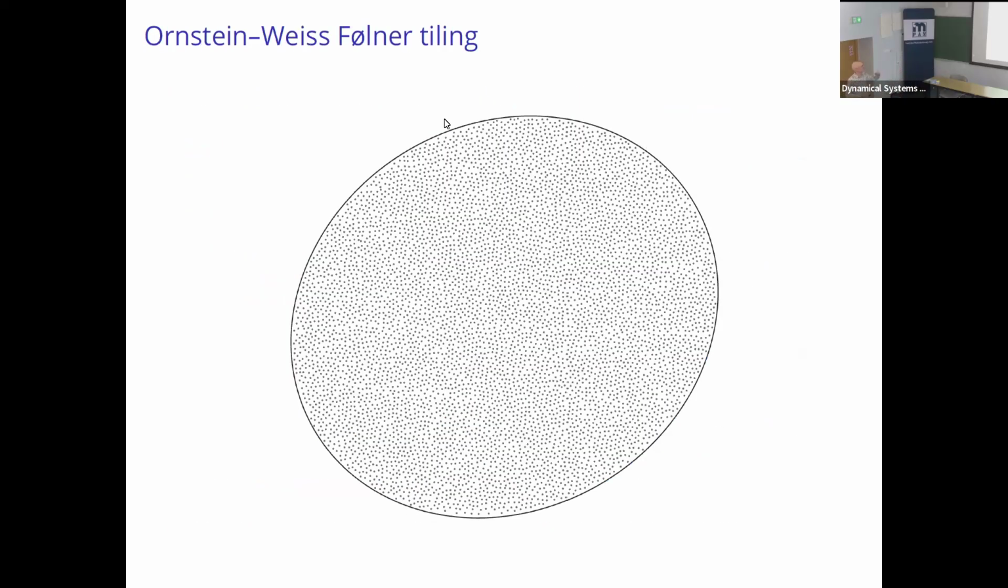So, here's a picture of the Ornstein-Weiss Følner tiling argument. You have a group, an amenable group. This is a very large Følner set. These dots represent elements in the group, and the circle just indicates that we've sliced out a finite subset of our group. Let's say it's approximately invariant under translation with respect to some smaller sets. When I say Følner set, I mean a set that's approximately invariant without specifying the tolerance. This is invariant under translation.